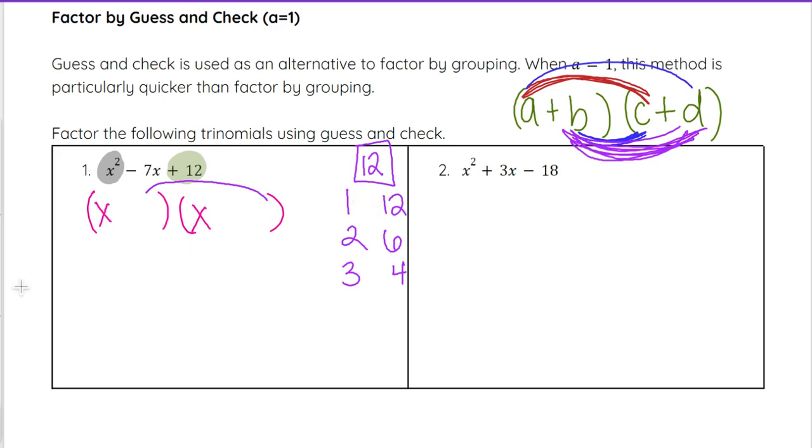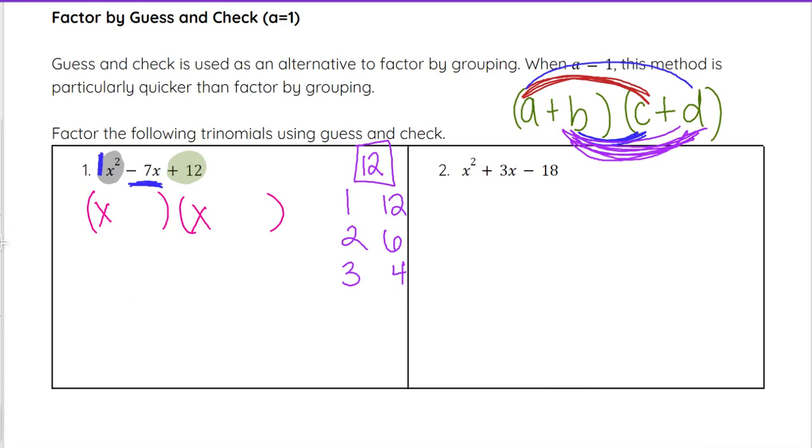Going through this list, similar to when we did grouping, we're looking for 2 numbers that, when a is equal to 1, so when this is 1x squared, those 2 numbers just have to go to that middle term, that negative 7x. So in this case, that's going to be the 3 and the 4.